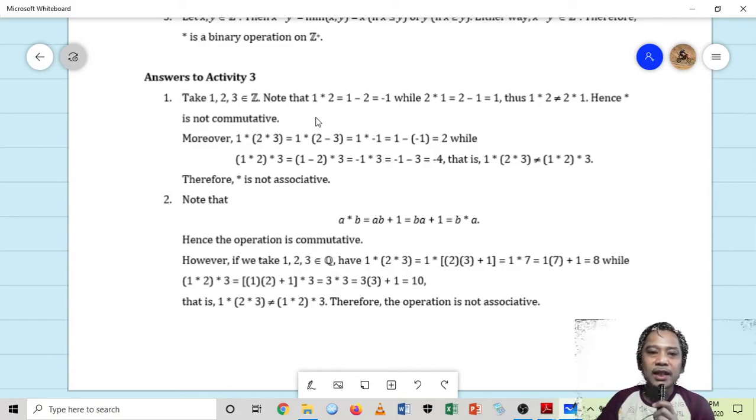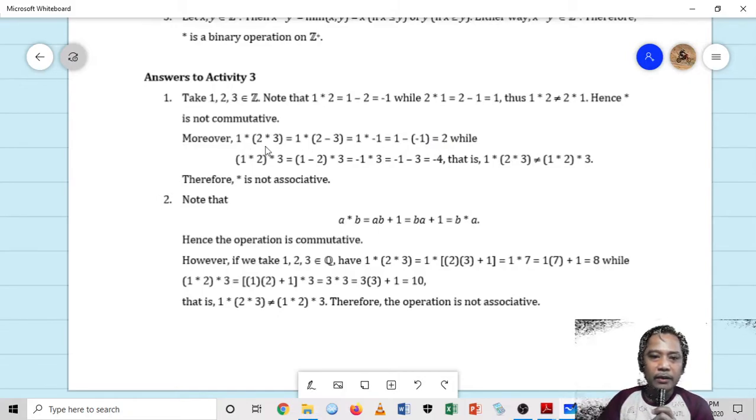At the same time, if we have the expression 1 operation the quantity 2 operation 3, by definition 2 operation 3 is 2 minus 3, which would give negative 1. So this will become 1 operation negative 1, which is equal to 1 minus negative 1 by how we define the operation asterisk. But negative of negative 1 is 1. So this will become 1 plus 1 or 2.